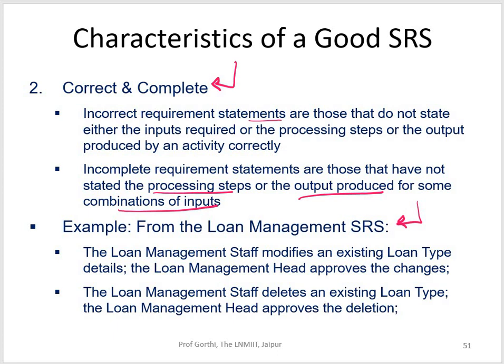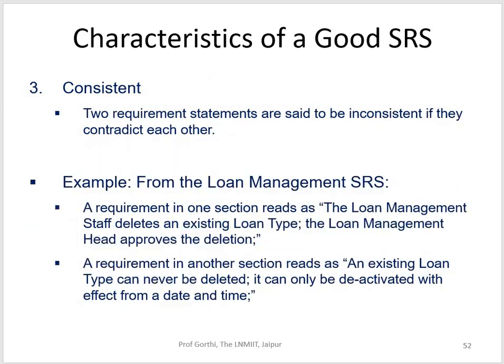Incorrect requirement statements are those that do not state correctly either the inputs received, the processing steps, or the output produced by an activity. The incomplete requirement statements are those that have not stated the processing steps or the output produced for some combination of inputs. For example, let's take the same example of the loan management SRS. The loan management staff modifies an existing loan type's details. The loan management head approves the changes. The loan management staff deletes an existing loan type. The loan management head approves the deletion.